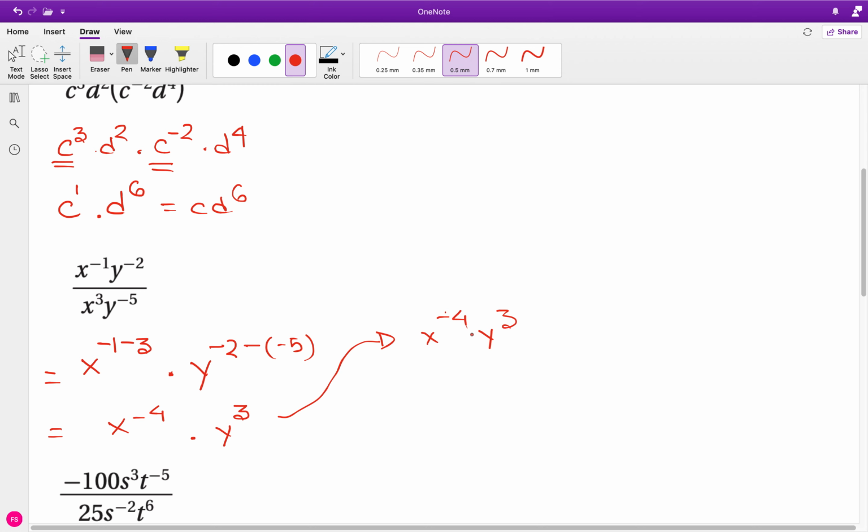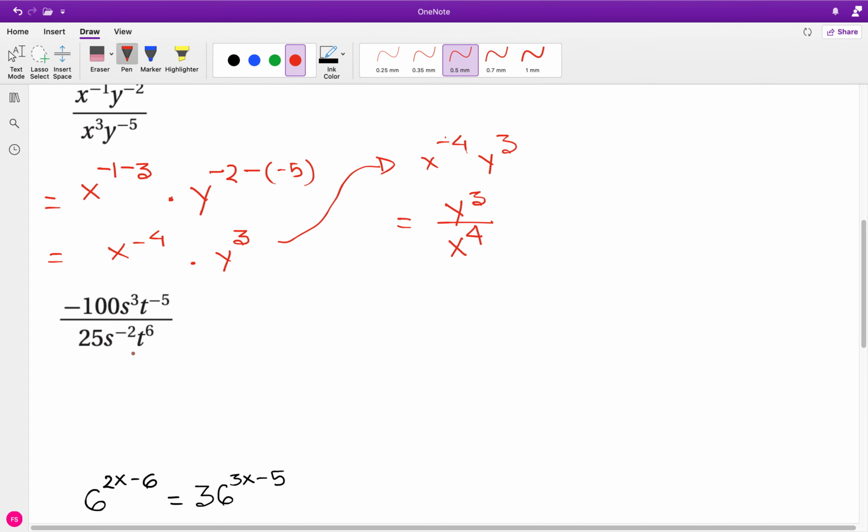Now, whenever you have something negative, you don't really leave it like that. So you are going to move this down and the power will be positive. Y to the power of 3, I'm just going to move this down according to the rule, and then I will have a positive 4. Always write your answers with all the positive powers.